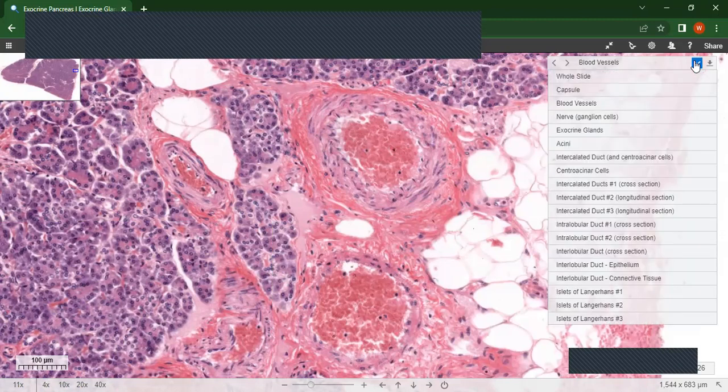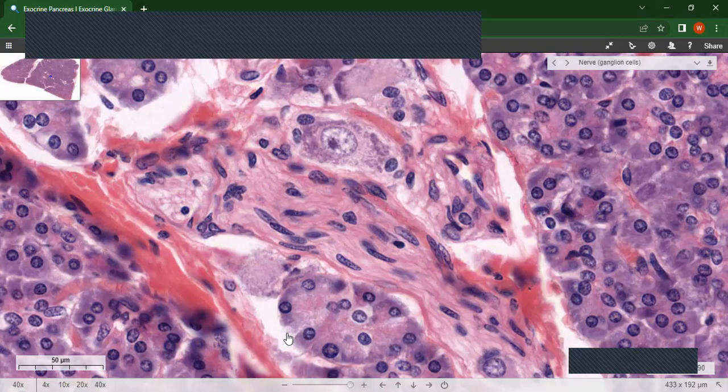Also it sends in nerves. Let me show you a nerve. So this is part of the septa. This is a nerve, a ganglion cell. You can see the nucleus, how large it is, an open face nucleus. That is what it is called, a very prominent nucleus.